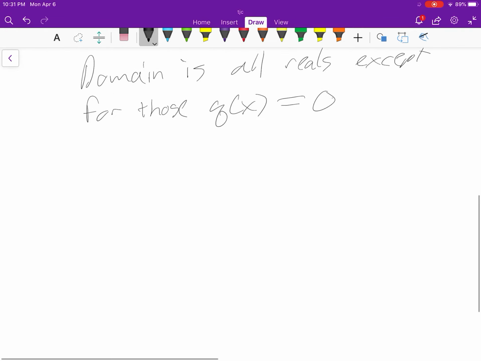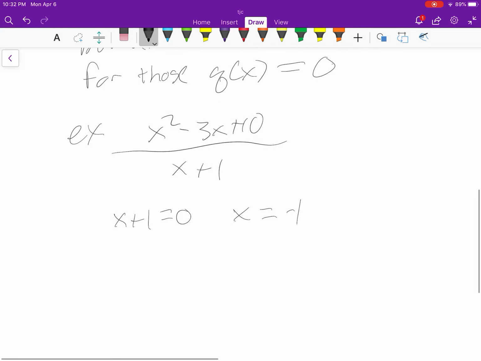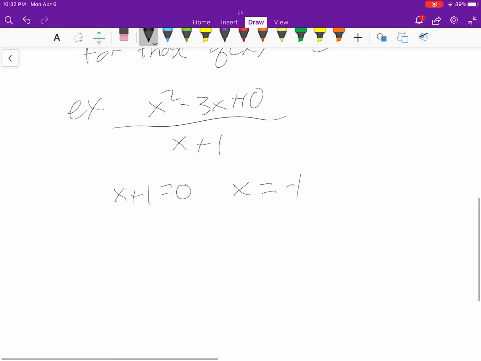So typically, as an example here, they will give us some function, say x squared minus 3x plus 10 over x plus 1, and will ask us what's the domain. Well, the domain here is all real numbers except for whatever made the denominator equal to 0. x plus 1, when does it equal 0? When x equals negative 1. So x plus 1 equals 0 when x equals negative 1. So the domain of this function is all reals except for negative 1.